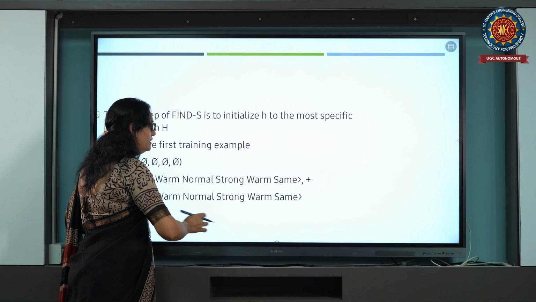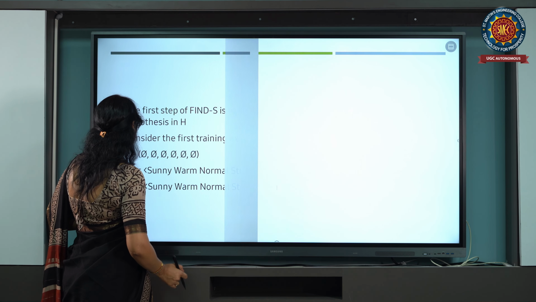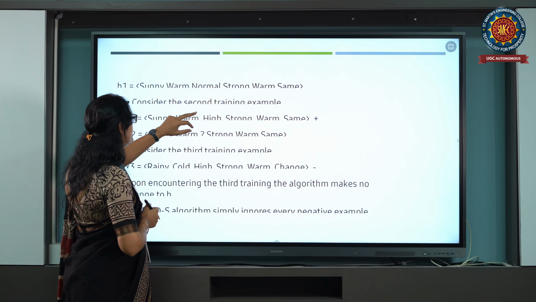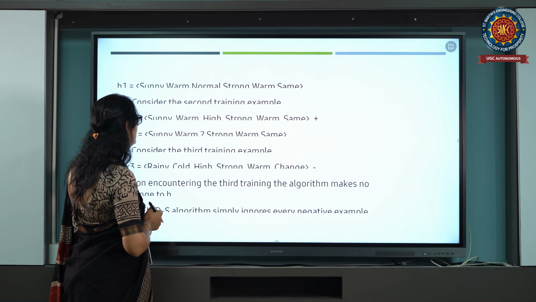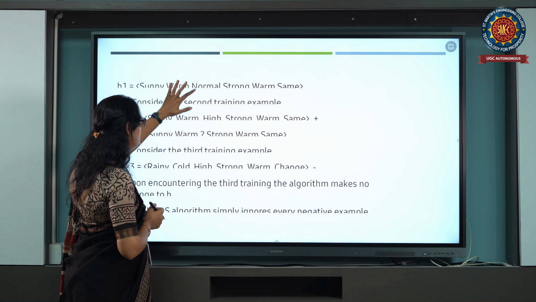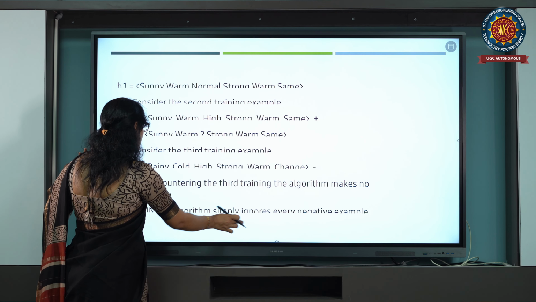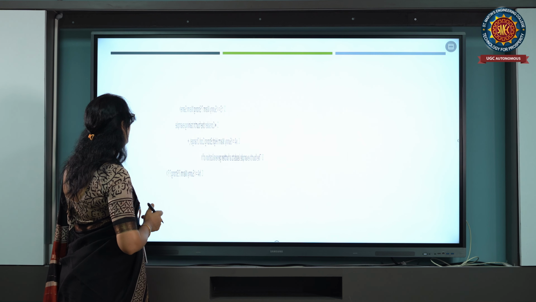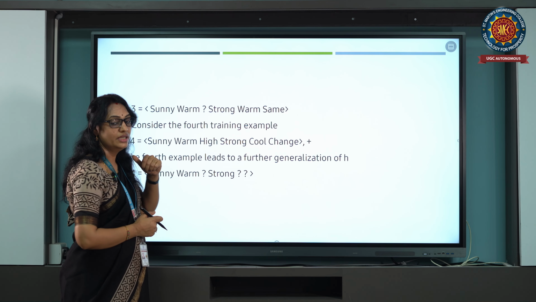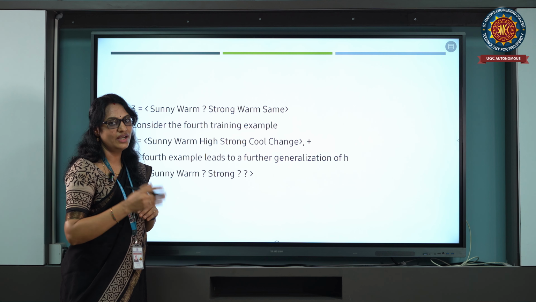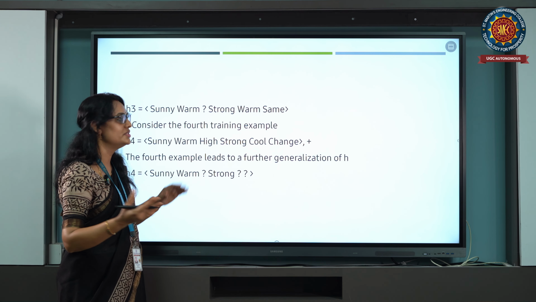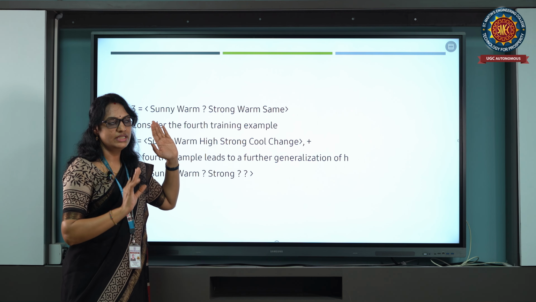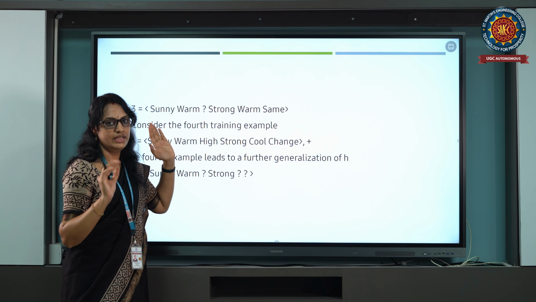Next, let's go with the second example. Consider the second training example with H1. It is also not consistent at some values, so I am replacing those with the question mark. Next, the third example is a negative example. I have already told you that Find-S algorithm ignores negative examples, so as it is a negative example, we just ignore it.